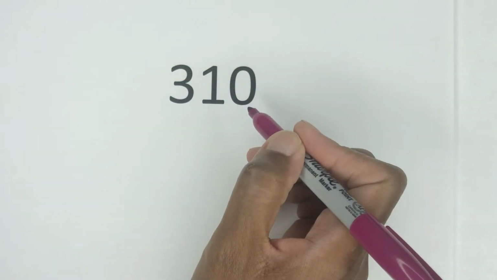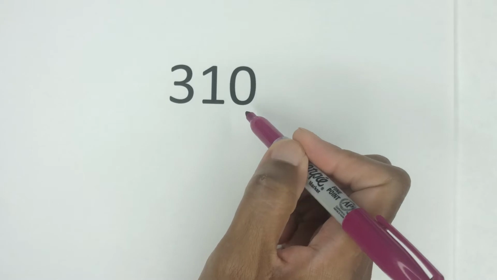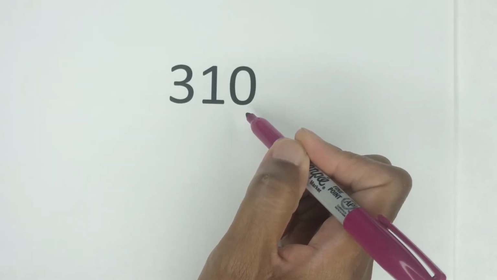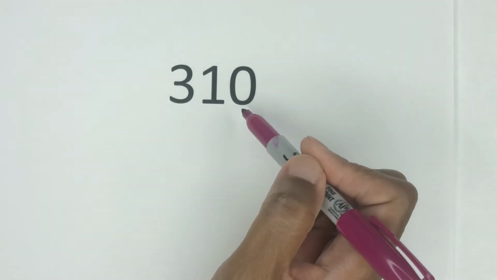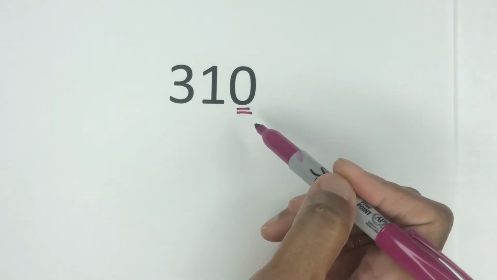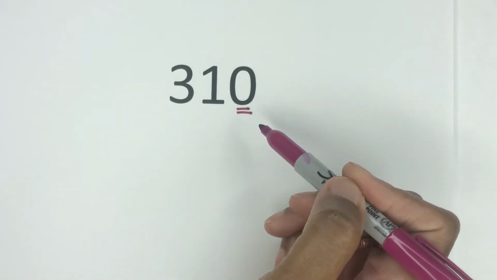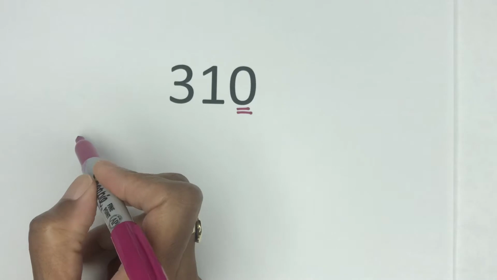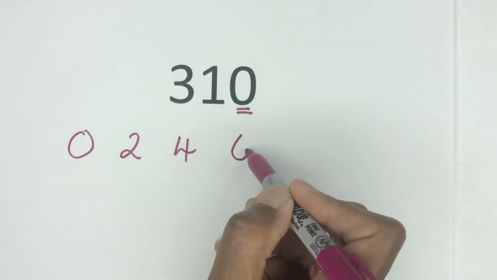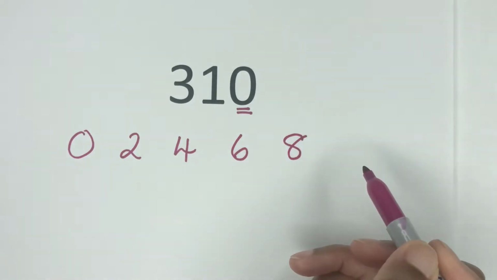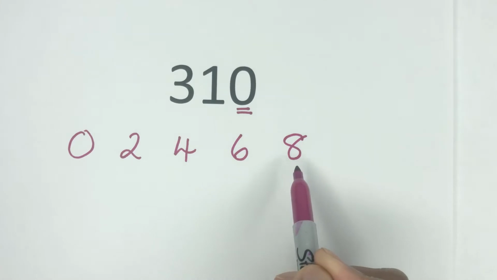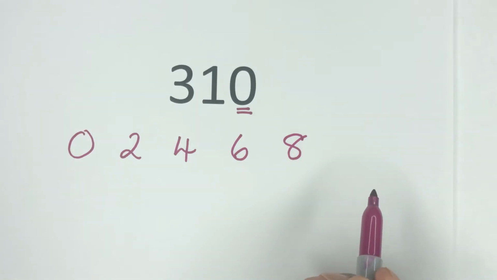You know a number is divisible by 2 when the last digit is a multiple of 2. What does that mean? Let's look at this number, for instance, 310. It ends in a 0, so you immediately know that it can be divided by 2. The multiples of 2 are any numbers ending in 0, 2, 4, 6, or 8. So if a number ends in any of these digits, then it can be divided by 2.